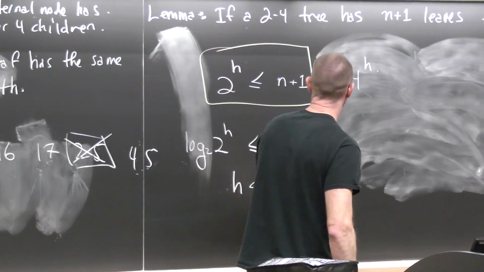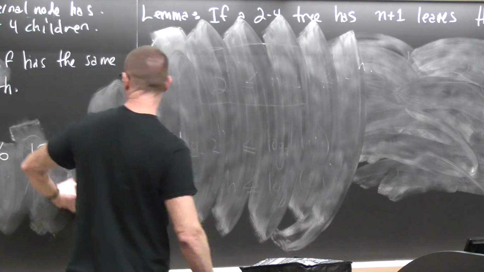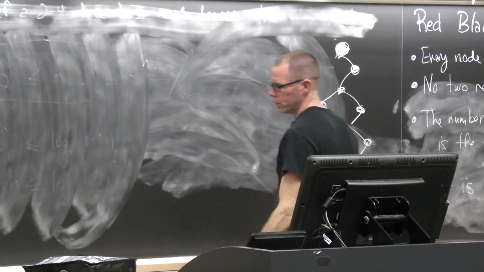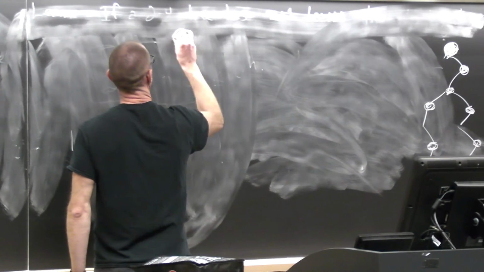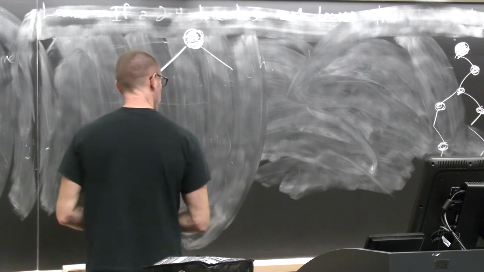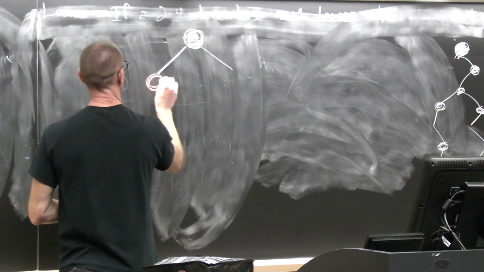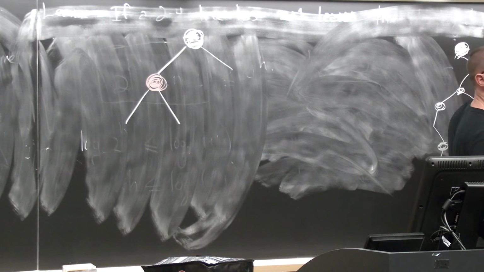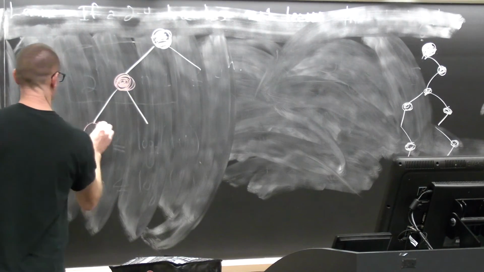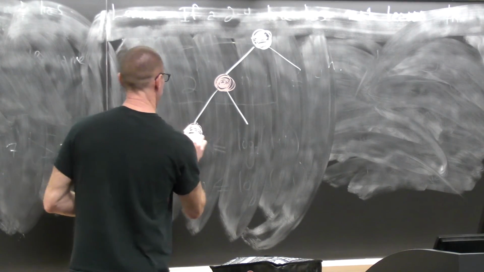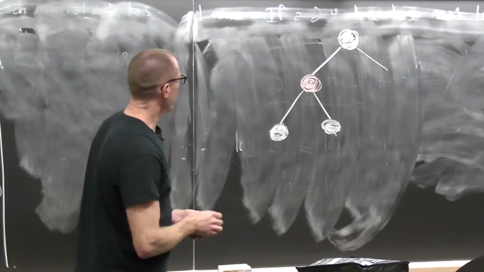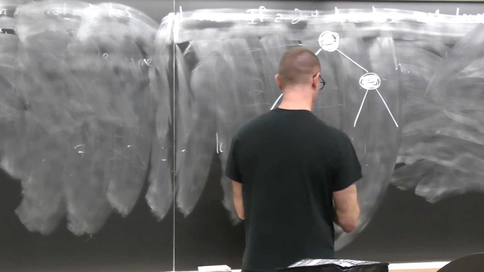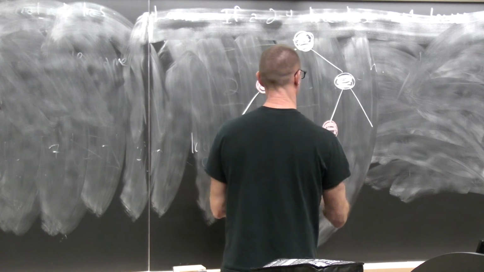So let's draw an example, and everything will become clear, or at least as clear as 2, 3, 4 trees were. So I need a black root. And let's put a red node here. Now, if this node is red, it says no two red nodes are adjacent, so its two children both have to be black. Okay, over here maybe we have a black node. That's allowed. And we could do something like a red node, maybe a black one here.